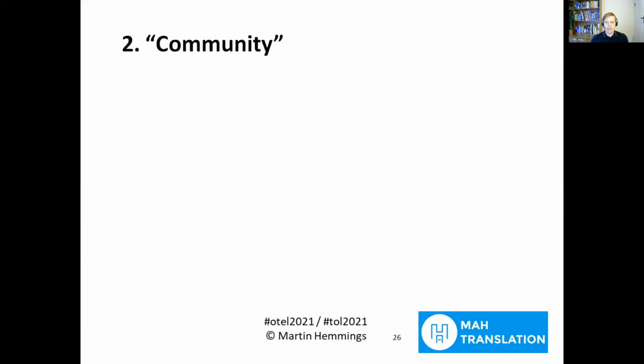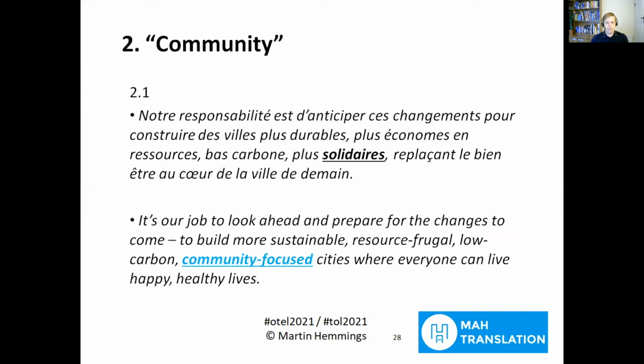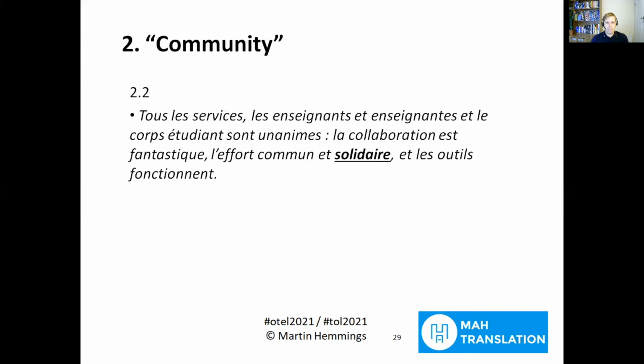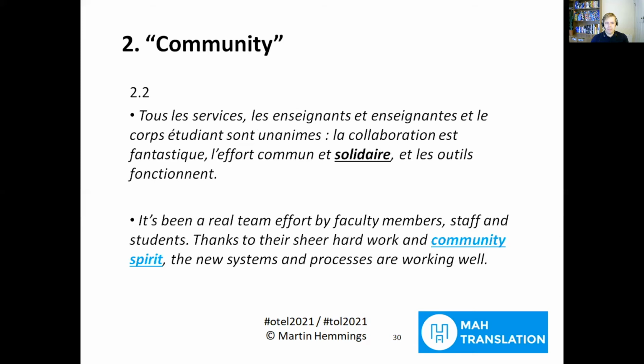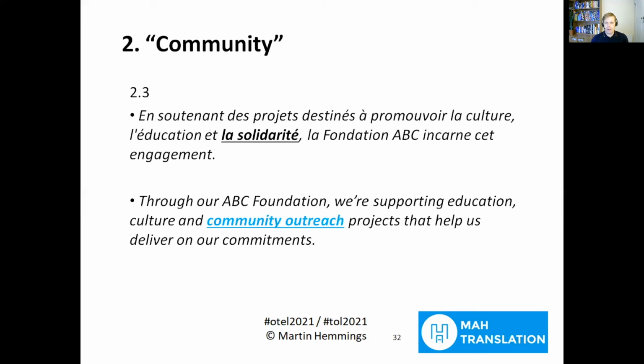The next idea is community. Now we're talking about vie plus solidaire. What are they? They're community-focused cities in this example. We're talking about effort solidaire here, community spirit. Now we're talking about projets destinés à promouvoir la solidarité. What are these projets? They're community outreach projects, again, in this particular case.